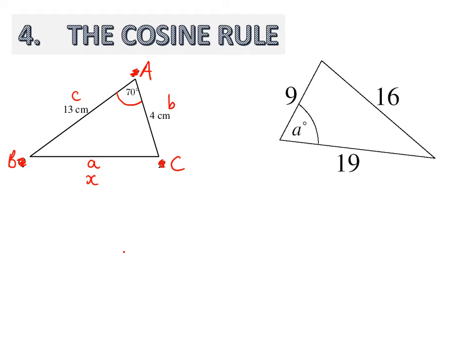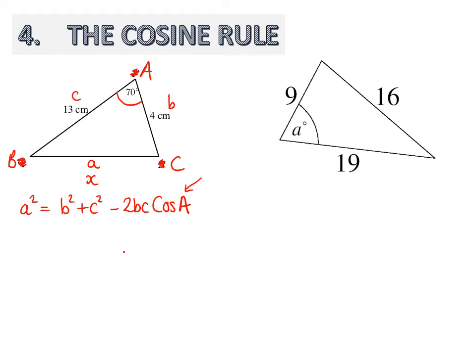And because we're working out a side length, the version of the formula that we want is a squared equals b squared plus c squared minus 2bc cos A. Gives you a clue, the cosine rule involves cos. I know some of you have made mistakes before and put sine in there, so just try and remember that cos goes with the cosine rule.